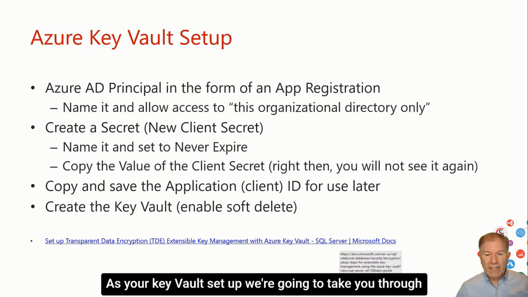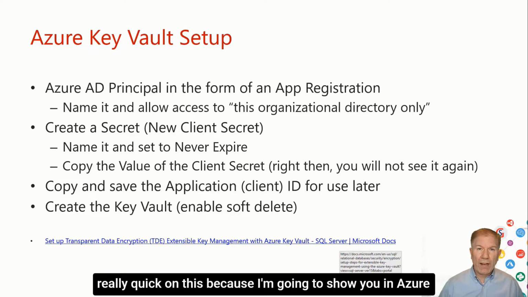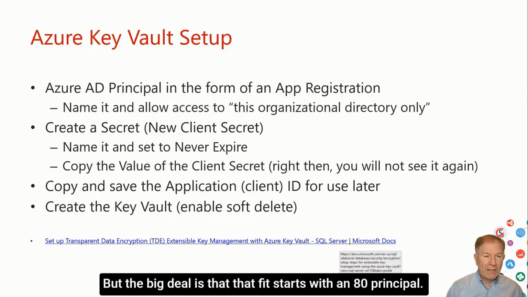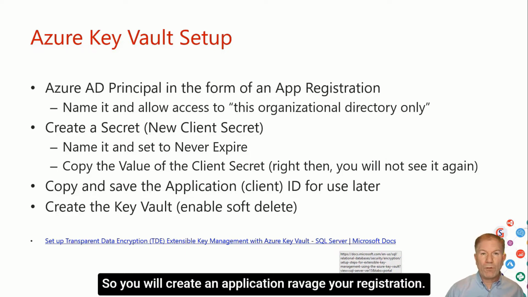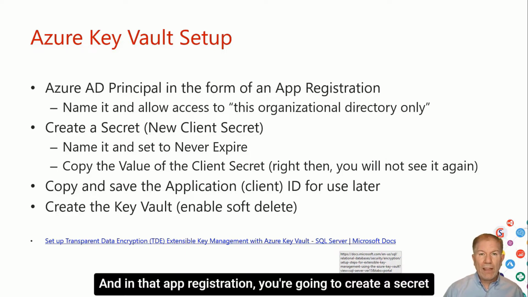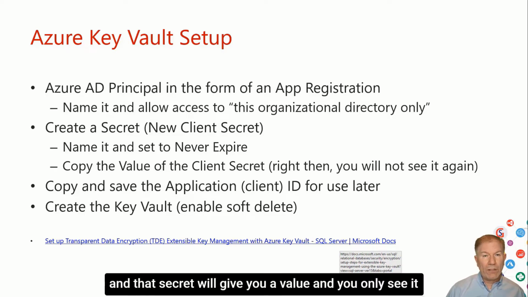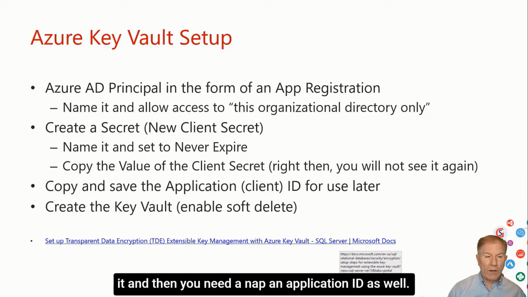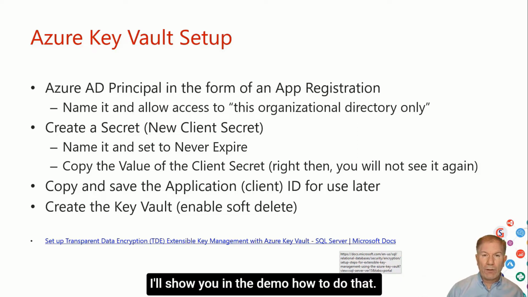Azure Key Vault setup. We're going to take you through this really quick because I'm going to show you in the Azure Management portal how to do this. But the big deal is that it starts with an AD principal. So you will create an application registration, and in that app registration, you're going to create a secret. That secret will give you a value, and you'll only see it once. You won't get to see it again, so you have to copy that out to make sure you don't lose it. And then you need an application ID as well. Once those two pieces are there, we'll store them. I'll show you in the demo how to do that.